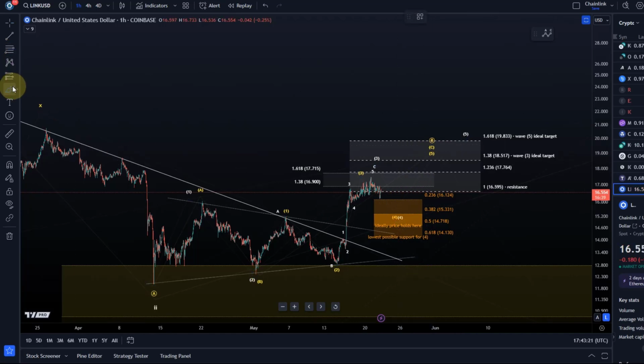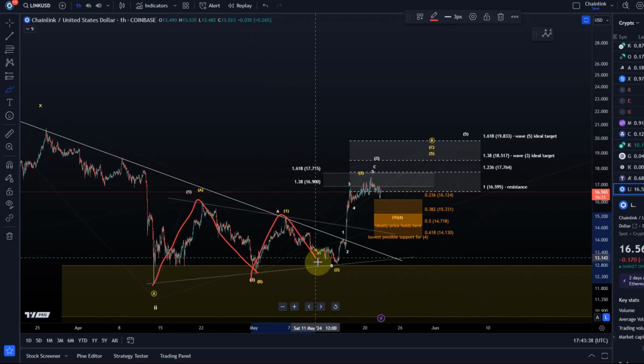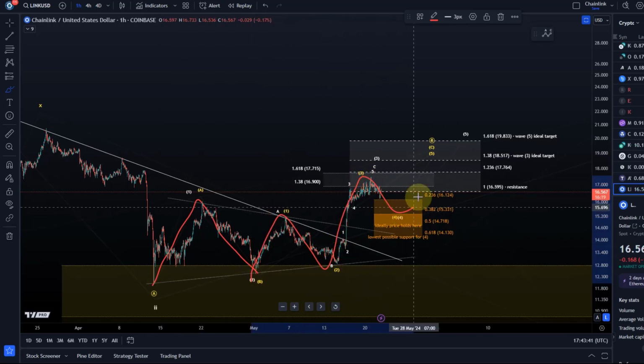Now, let me take you through the different wave counts. The yellow count, which is the bearish one, still allows for higher prices as well. In the yellow count, this here is a wave A, wave B pullback, and we're now dealing with a C wave rally. 1, 2, 3, and maybe we get another 4, 5. In this count, the third wave definitely could have completed. And the fourth wave support is between $14.13 and $16.12. And one more high could happen as long as we're holding $14.13.